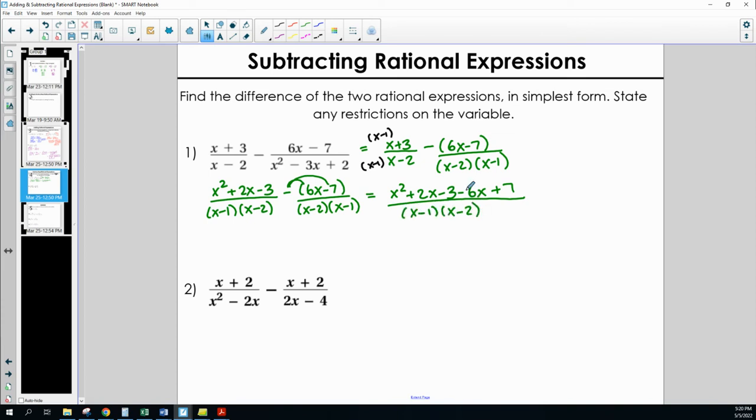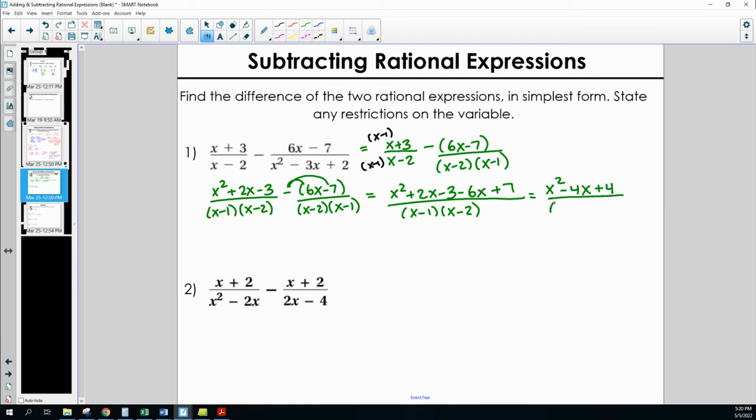All right, so we've smushed the top together, but now we want to make sure it's in standard form and combine like terms. So we have x squared, we have a 2x minus 6x, so that's a -4x. -3 plus 7 is positive 4.